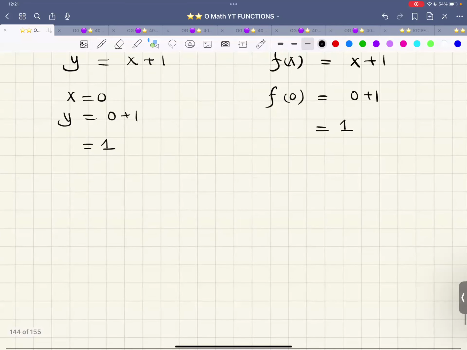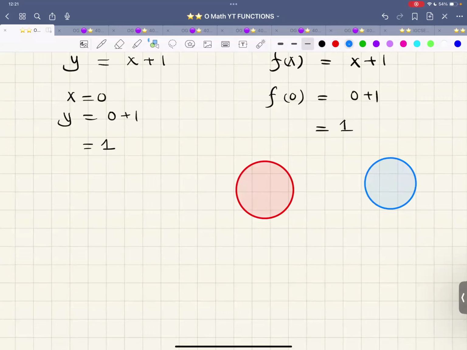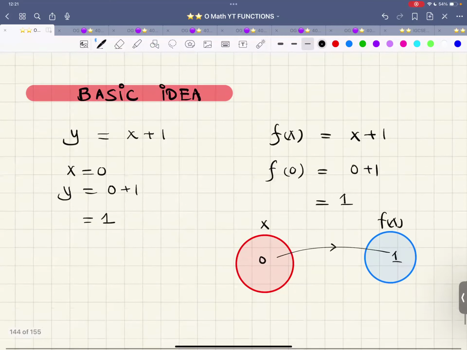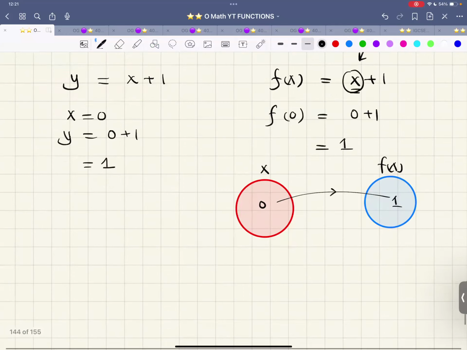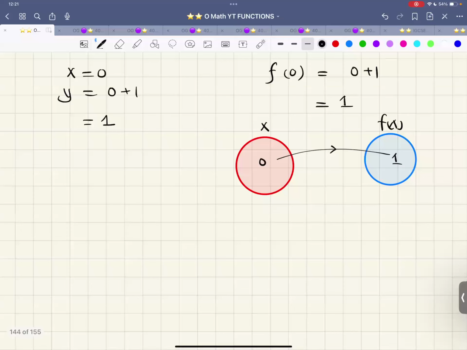That means if I draw a mapping diagram, and let me draw two circles, and these are the values of x, and these are the values of f(x), and what is the function that transforms that? So 0 is becoming 1. That means the work of this function is to take any value of x and add 1 to it. So 0 becomes 1, 11 would become 12, minus 1 would become 0, and so on. This is called a mapping diagram.